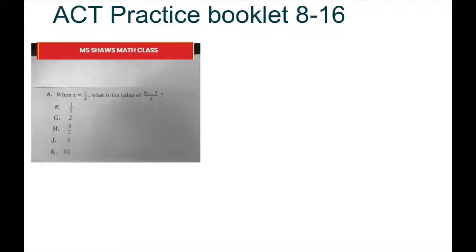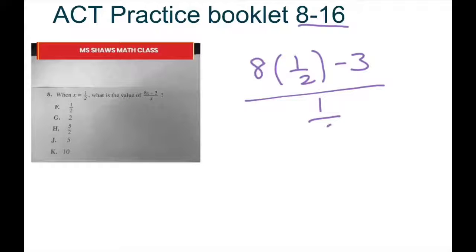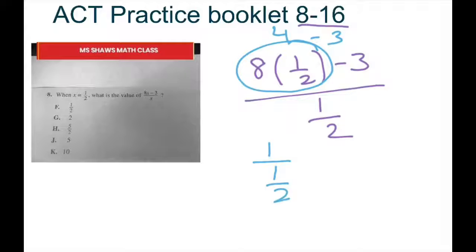Okay, so the first problem is number 8. We're doing 8 through 16, and all we're going to do is plug in 1/2 everywhere there's an X. So right here, this equals 4. So 4 minus 3 is 1. So you have 1 divided by 1/2, which you should know equals 2. Remember, 1 divided by 1/2, you keep, change, and flip. So that's why you get 2, and your answer is G.